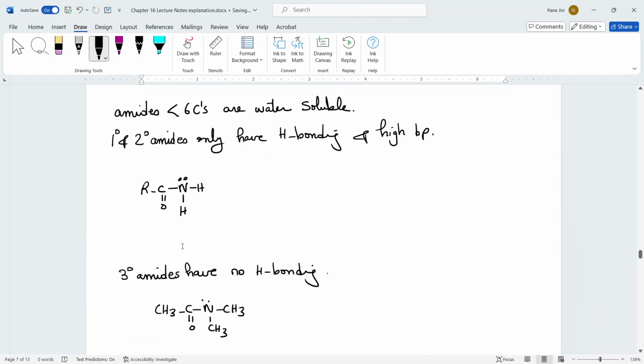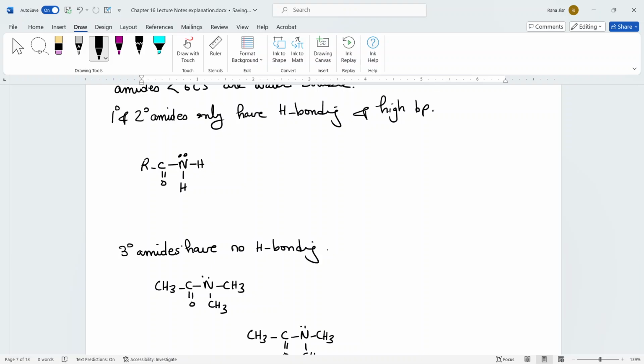bonding in there. So let's have an example of a primary amide. Two primary amides that are next to each other. So if I have two primary amides here that are next to each other. Okay, so primary amides up to 6 carbons, they are water soluble, and they also have a high boiling point. Why do they have a high boiling point? Because of the hydrogen bonding.